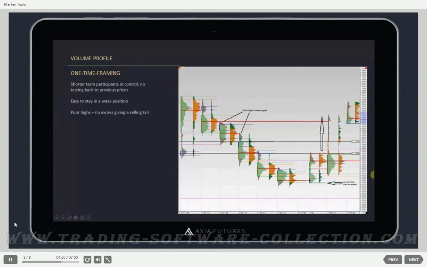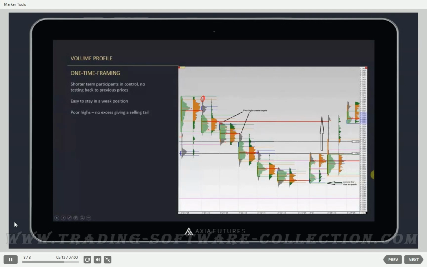You've also got some poor highs. What is meant by a poor high is you don't see any excess. You want to see a tail at a high. This is what you get here, that indicates a high. You see that selling comes in at the high. We're not seeing any excess on all of these days, and that is quite a bad thing. So there again, they become targets.